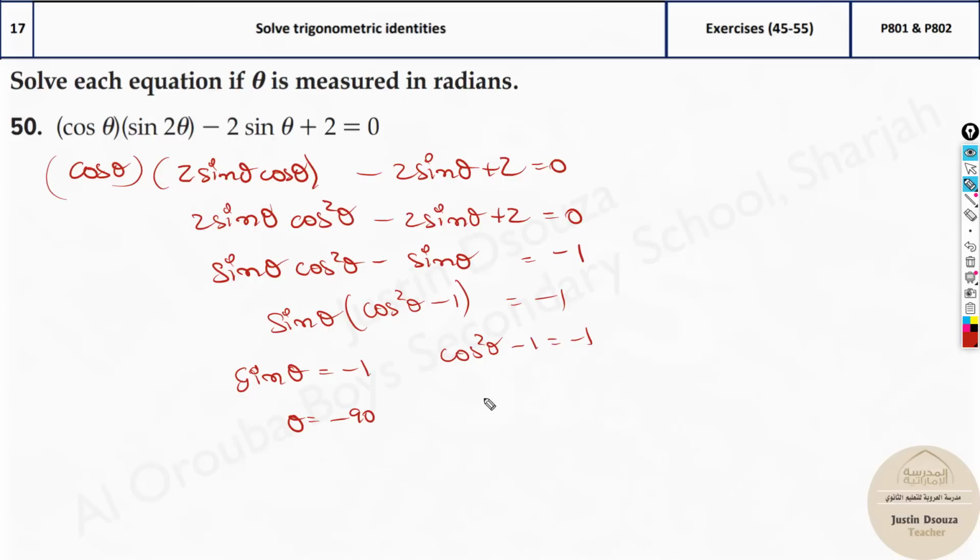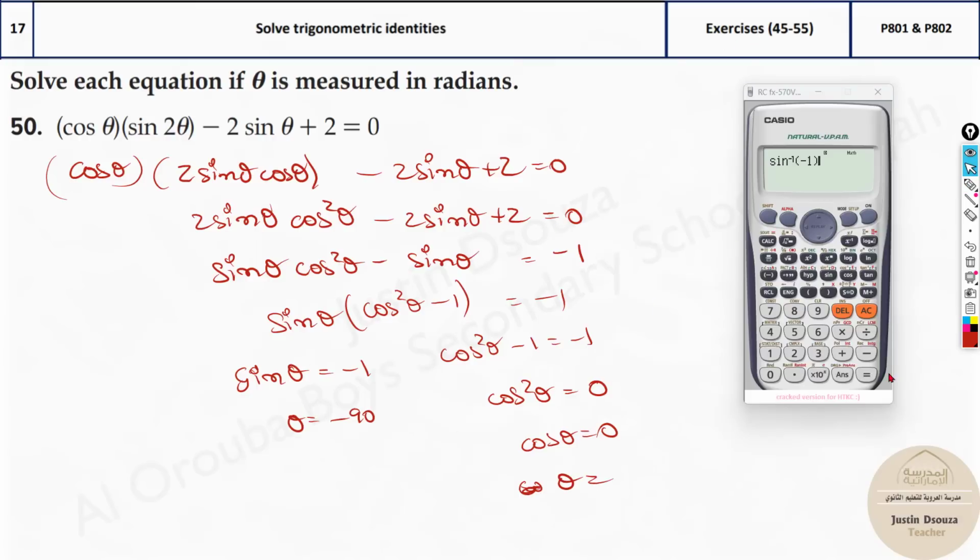Minus 1 goes to the other side, it becomes plus 1. So cos squared theta is equal to minus 1 plus 1, which is 0. Right? Because this becomes minus 1 plus 1. And take the square root on both sides, it's going to be cos theta equals 0. Now you need to find when cos theta is 0. There are two answers in this case. Why? Cos inverse of 0. So theta will be, let's solve it up now.